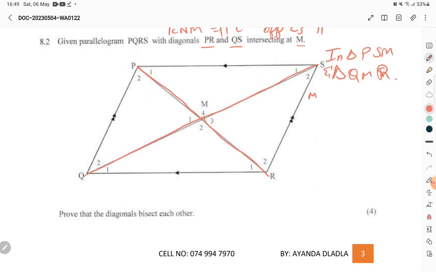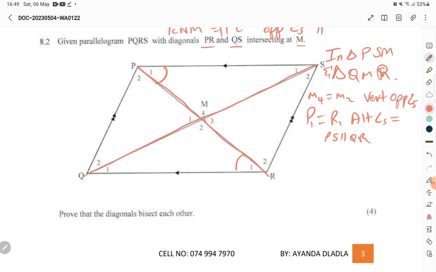You can see that M4 is equal to M2. Reason: these are vertically opposite angles, right? We can also say P1 is equal to R1, and the reason is these are alternate angles. This angle is equal to that angle. These are alternate angles, equal because line PS is parallel to line QR. So we have that.